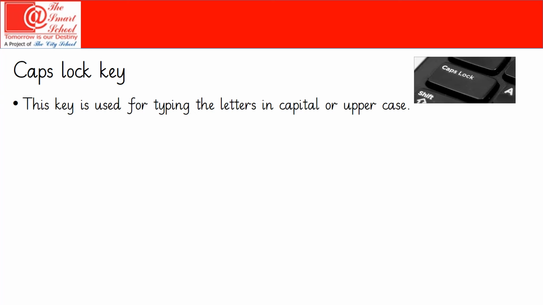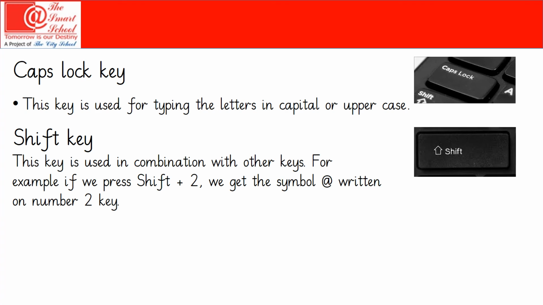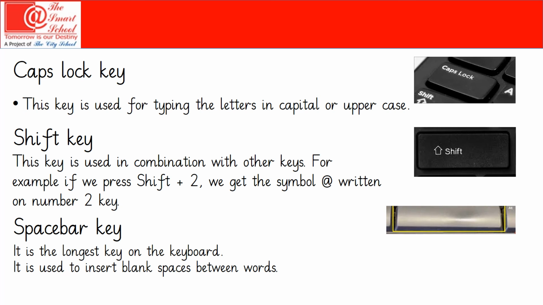Caps lock key. This key is used for typing the letters in capital or uppercase. Shift key. This key is used in combination with other keys. For example, if we press Shift plus 2, we get the at the rate symbol written on number 2 key. Spacebar key. It is the longest key on the keyboard. It is used to insert blank spaces between words.